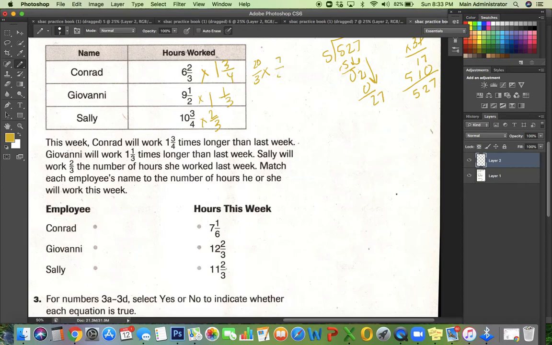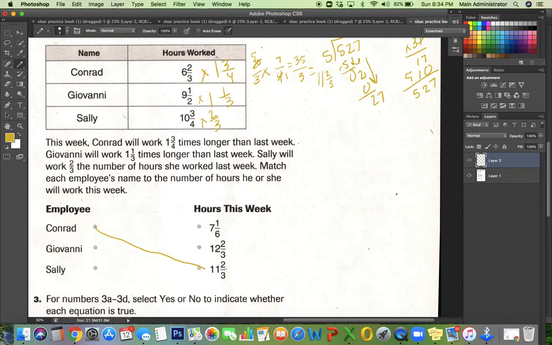Is that right? 4. Yes. So I'm going to divide both of these by 4. 4 divided by 4 is 1. 20 divided by 4 is 5. And I'll get 35 over 3, which would equal 3 times 11 is 33, 11 2/3. So that is Conrad. Conrad worked 11 2/3 hours.